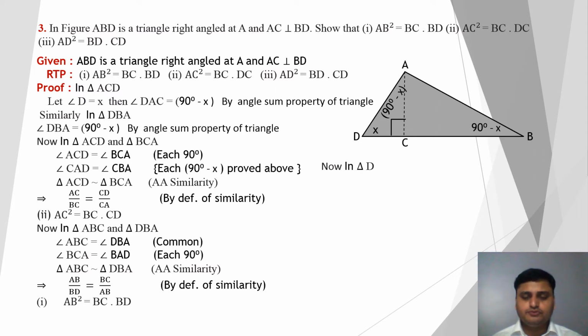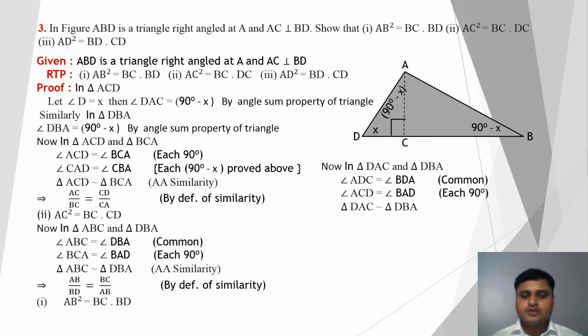Now I am going to prove two triangles similar for the third part. One triangle is DAC, another triangle is DBA. In these two triangles, angle ADC is equal to angle BDA, the common angle for both. After this, angle ACD is equal to angle BAD, each 90 degree. So these two things we got, and triangle DAC will become similar to triangle DBA by angle similarity.